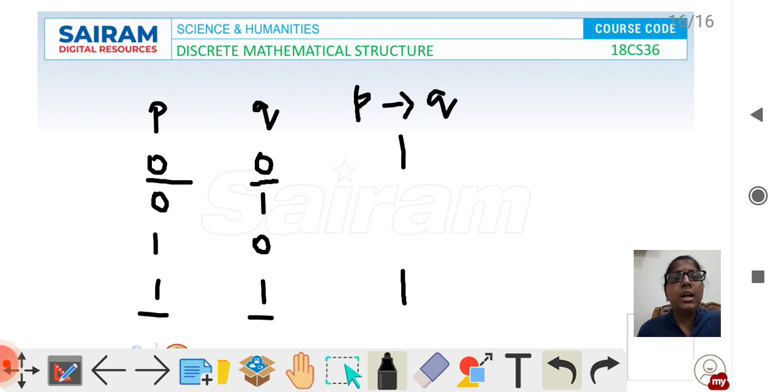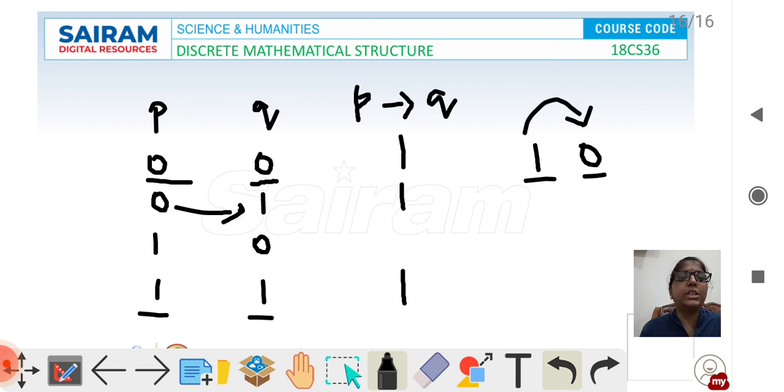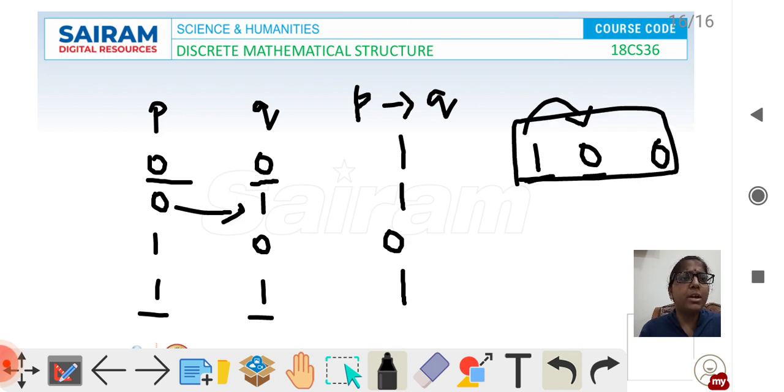Okay, and 0 implies 1. See here, 0 implies 1 is also 1. A false statement can lead to a true statement, but if you have 1 0, a true statement cannot lead to a false statement. In that case it is false. You have to remember only this: a true statement cannot imply a false statement, so it is obviously false. Okay, so these are the final truth values for implication.